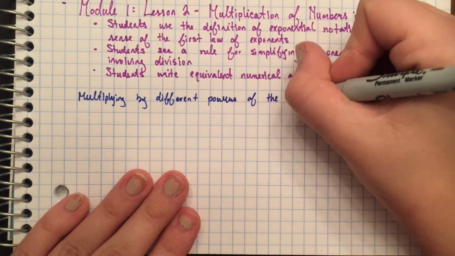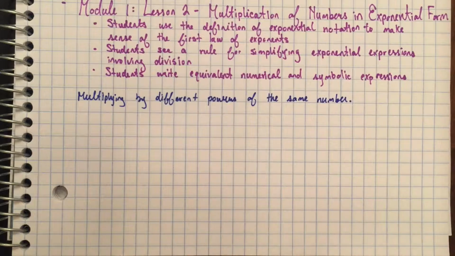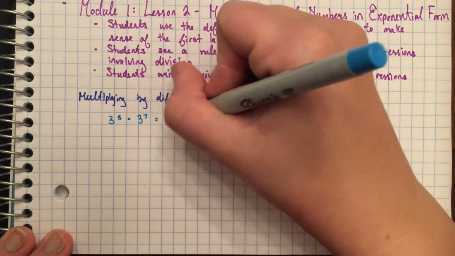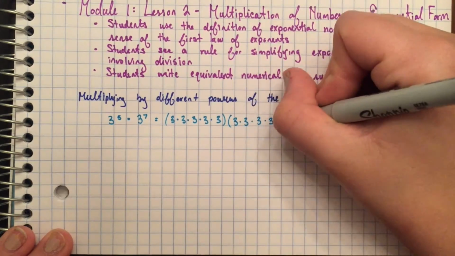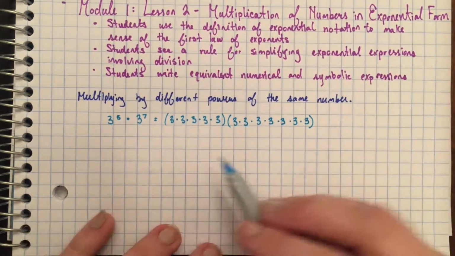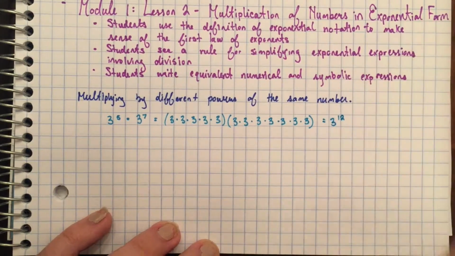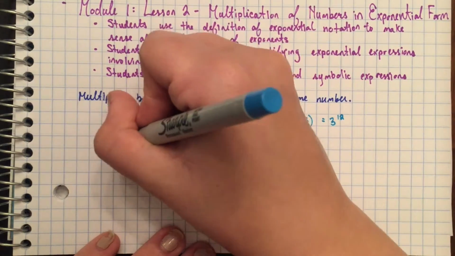So if I need to multiply by different powers of the same number, for example, 3 to the 5th power times 3 to the 7th power, I'm writing 3 times 3 times 3 times 3 times 3 times 3 times 3 times 3 times 3 times 3 times 3 times 3. And altogether, I have 12 copies of the number 3.